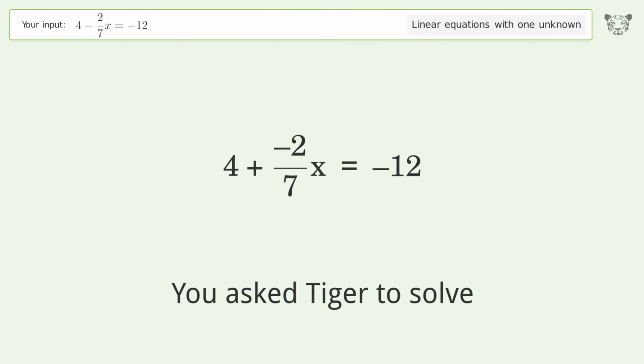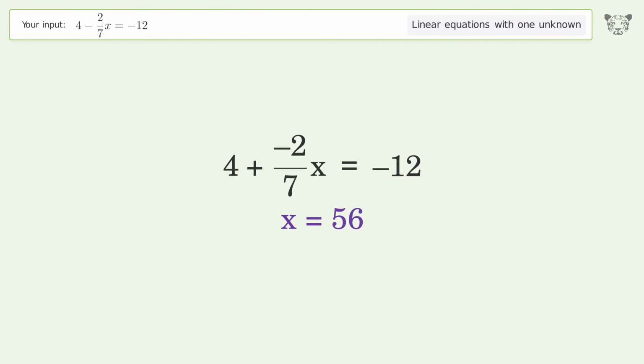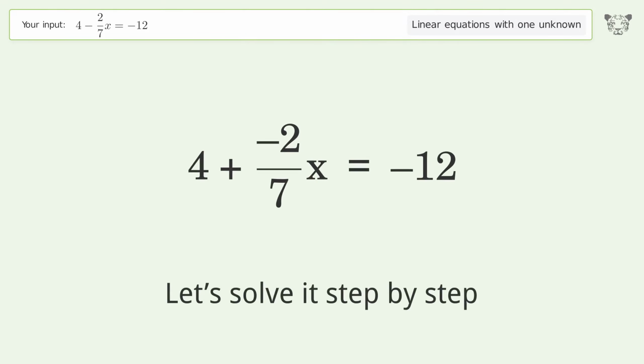You ask Tiger to solve. This deals with linear equations with one unknown. The final result is x equals 56. Let's solve it step by step.